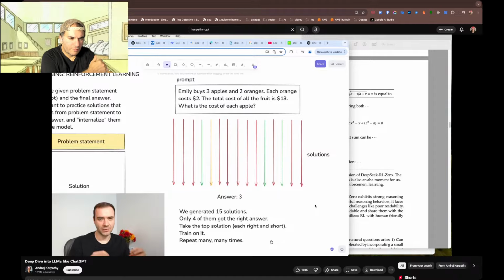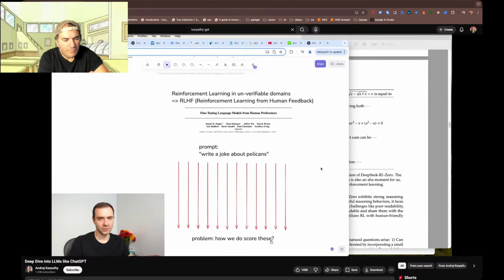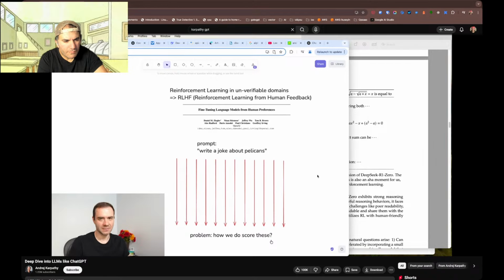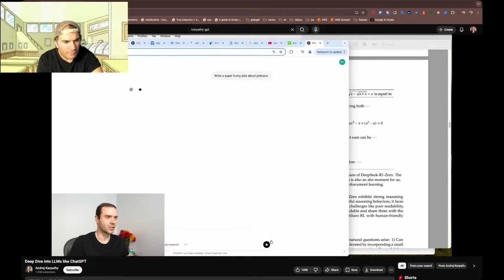The problem is that we can't apply this strategy in what's called unverifiable domains. Usually these are, for example, creative writing tasks like write a joke about pelicans, or write a poem, or summarize a paragraph. In these kinds of domains, it becomes harder to score our different solutions to the problem. For example, for writing a joke about pelicans, we can generate lots of different jokes, of course, that's fine. For example, we can go to ChatGPT and get it to generate a joke about pelicans.